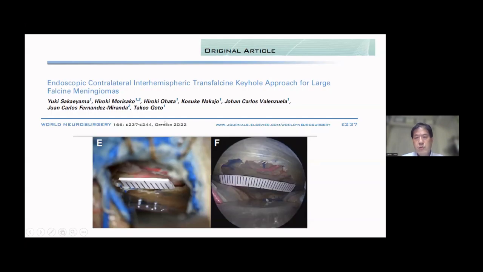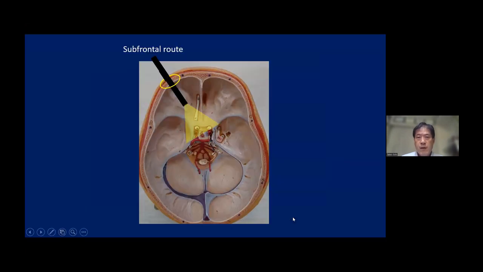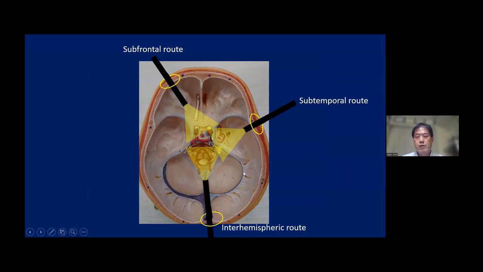So the pure endoscopic keyhole interhemispheric approach was also a very useful technique. I also published this technique in World Neurosurgery. Today, I present three keyhole endoscopic approaches: the subfrontal route, the subtemporal route, and the interhemispheric route.